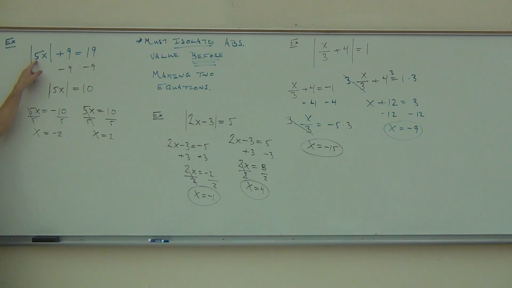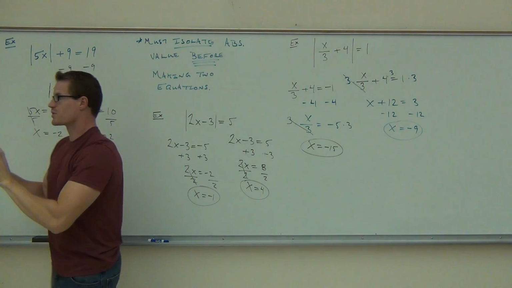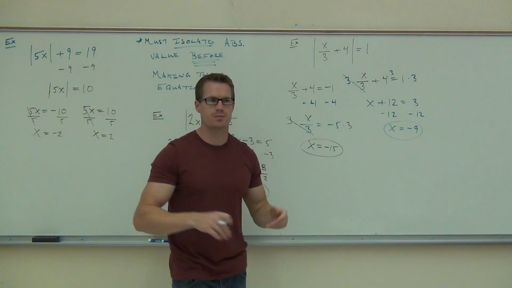Negative 2. 5 times negative 2? Negative 10. Absolute value of negative 10? 10. 10 plus 9, 19. Notice how the absolute value is only associated with this, that plus 9. That would not have worked if we would have set up the two equations without subtracting 9 first. That would have been a big problem.